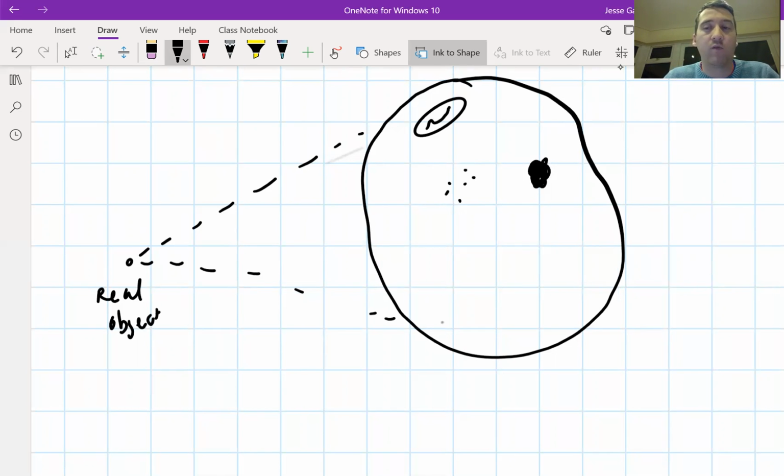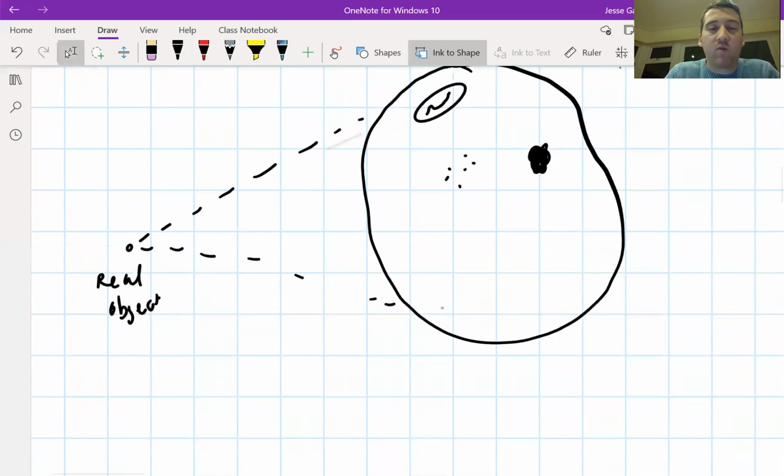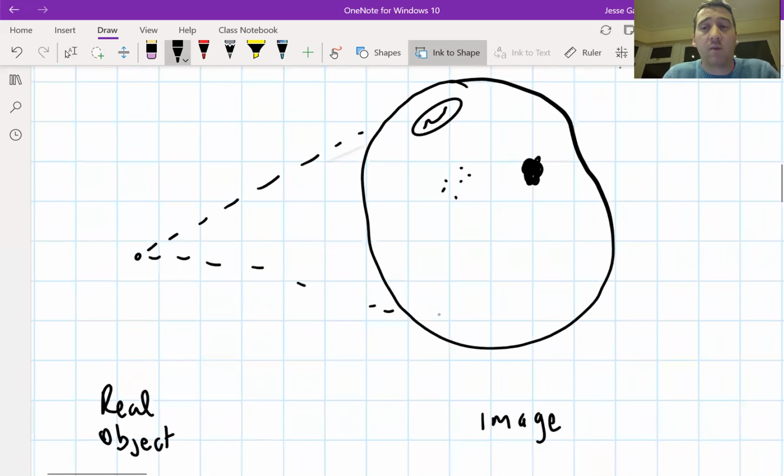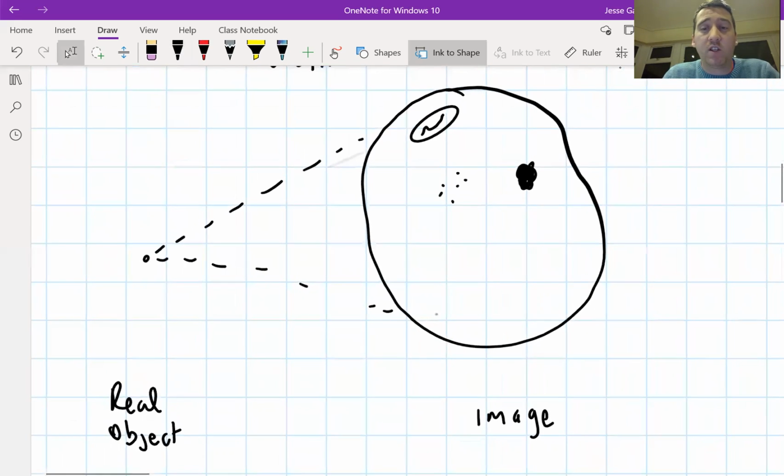Now, of course, when we look at the real object, we can't see that detail. So we're going to need to make it look bigger in order to see it. So this is a real object, and this is what we call an image. It's an image because it's only a blown up picture of the object. Some people think that when we do this, we actually make the cell bigger. It doesn't. It just makes the cell look bigger.